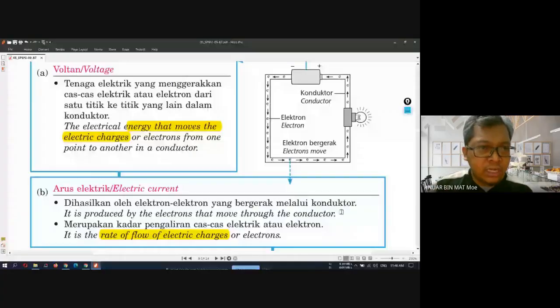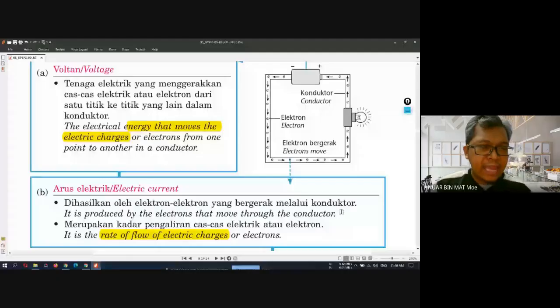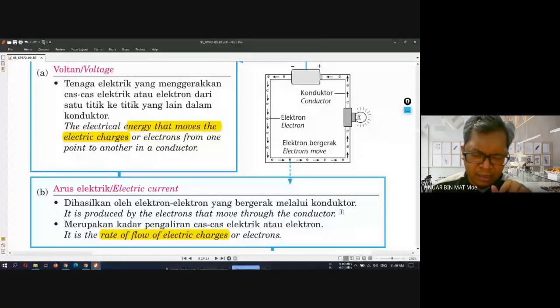The energy that pushes the electrical charges, we call voltage. The charges inside the conductor or inside the circuit, we call current. The charges that move inside the wire, we call current. And the energy needed to push the current, we call it voltage. Okay, never mind.